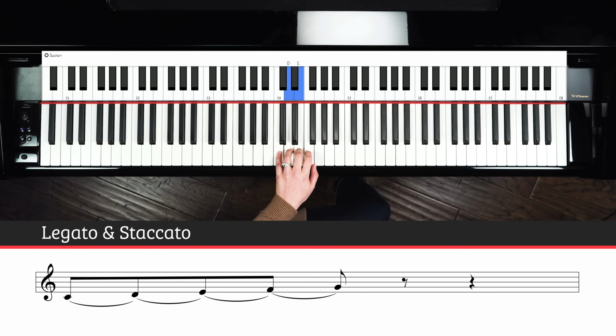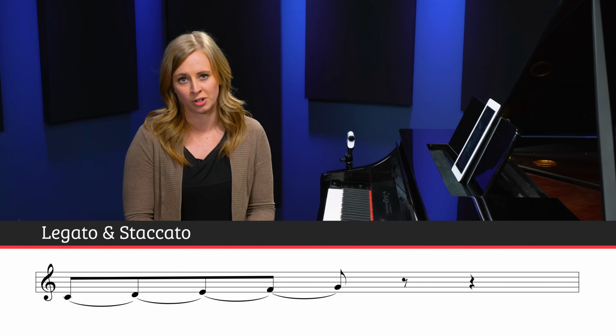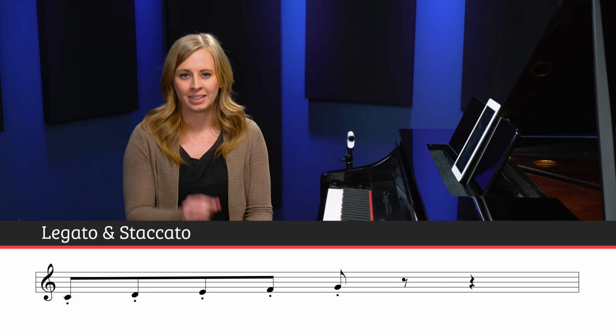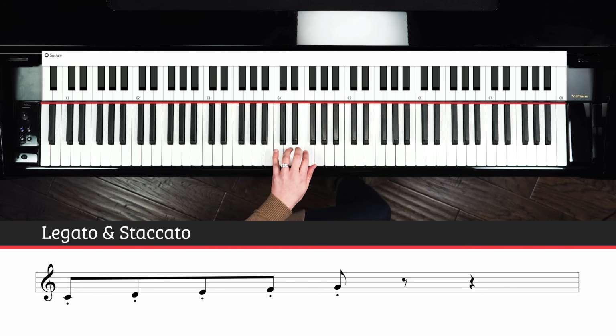Articulation represents how a note is played. The two most common ones are legato, in which we connect our notes together, and that's represented by a curved line underneath or over top of our notes. The opposite of that is staccato, represented by a little dot added above or below the note head. So legato is smooth and staccato is very jumpy.